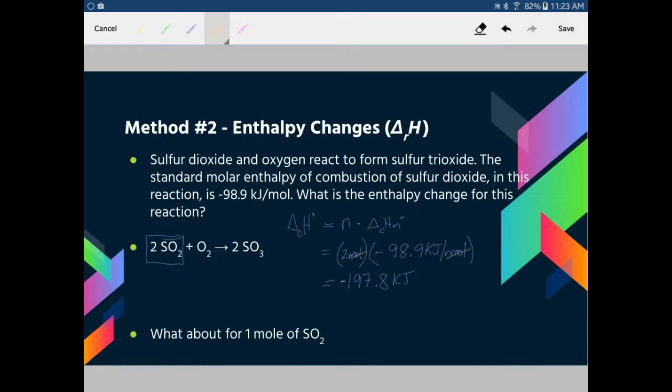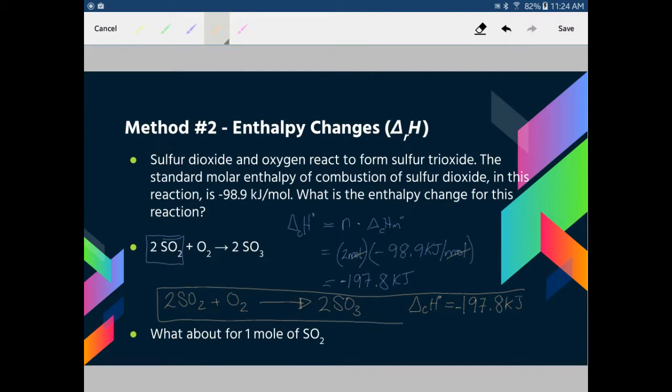So when I write my net overall equation, and if I'm recording it based on method number 2, I would write 2SO2 plus O2 gives me 2SO3, and my enthalpy of combustion for this reaction is equal to negative 197.8 kilojoules. So that is how I would record my reaction using method 2, by recording my enthalpy change right beside my reaction.